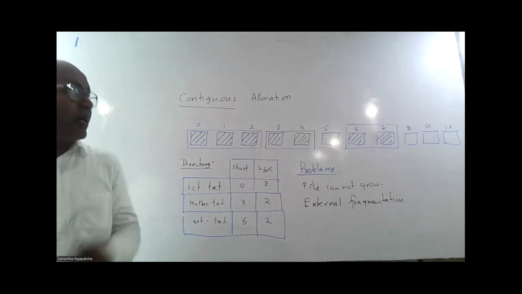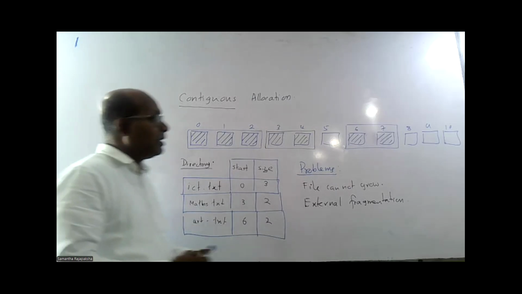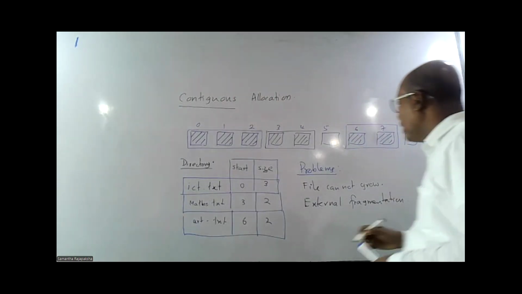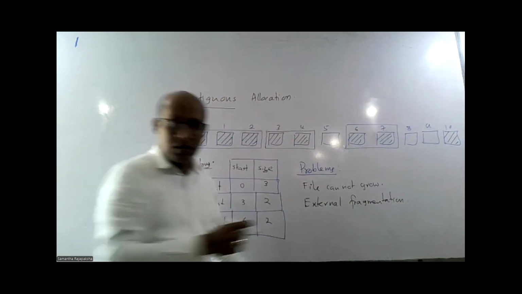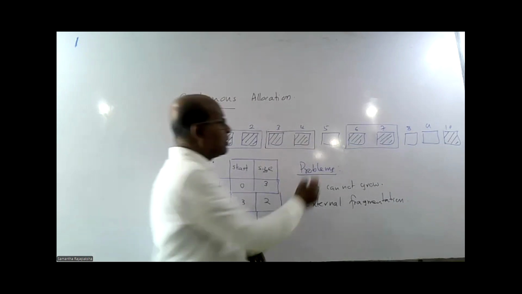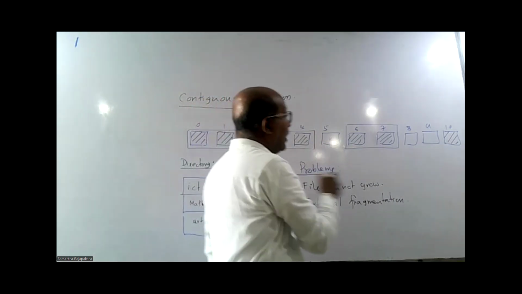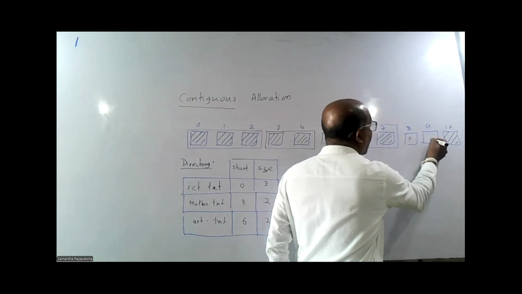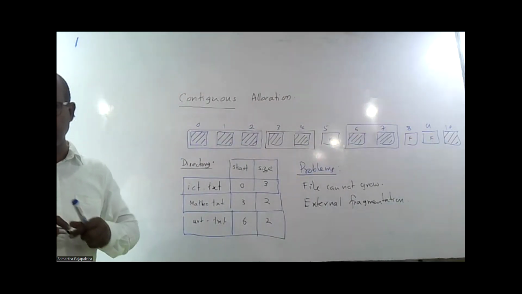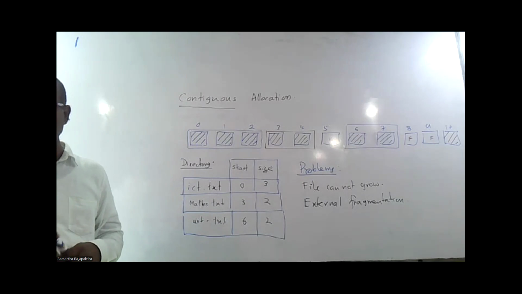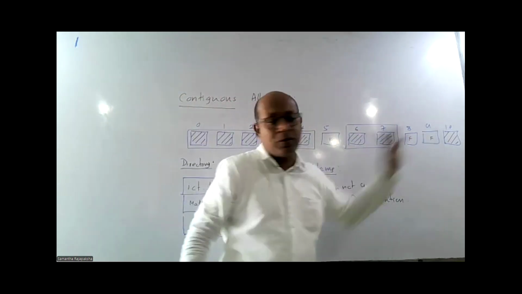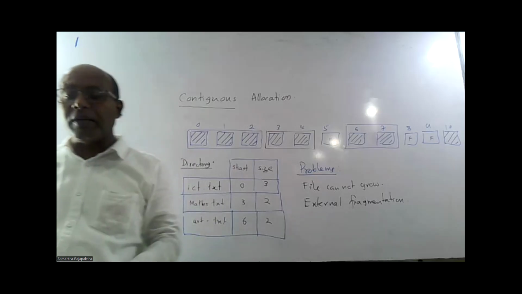So what is the external fragmentation? Let's say the block number 5 is free. And 8 and 9 are also free. Then how many blocks are free? 3 blocks are free. Block number 5 is free, 8 is free, 9 is free.